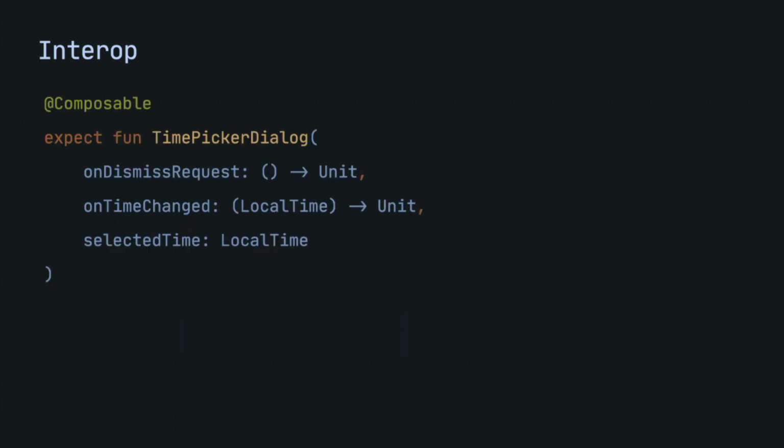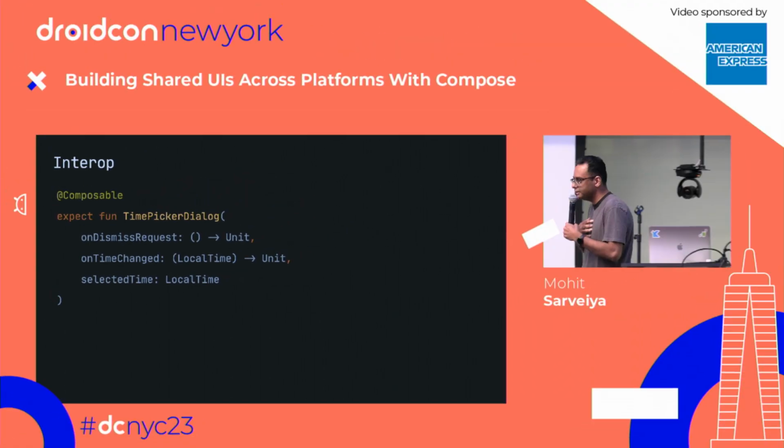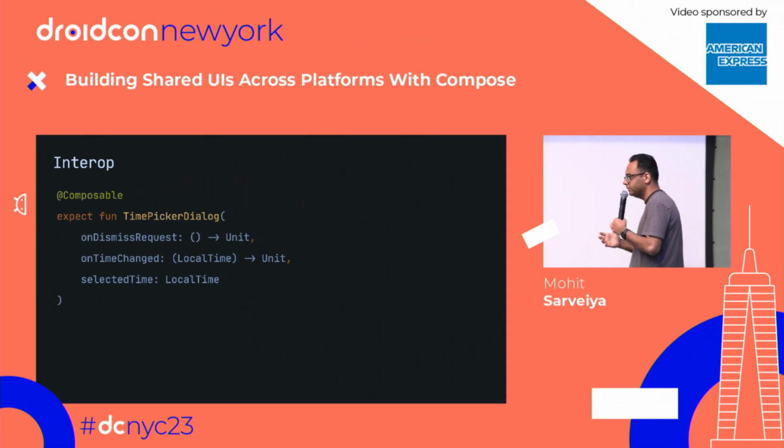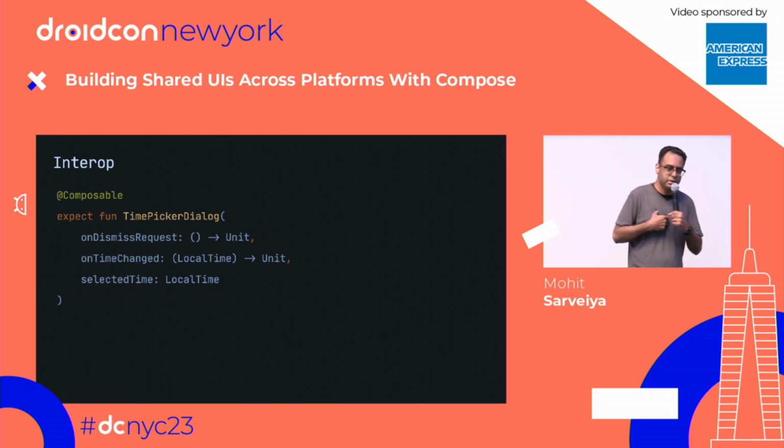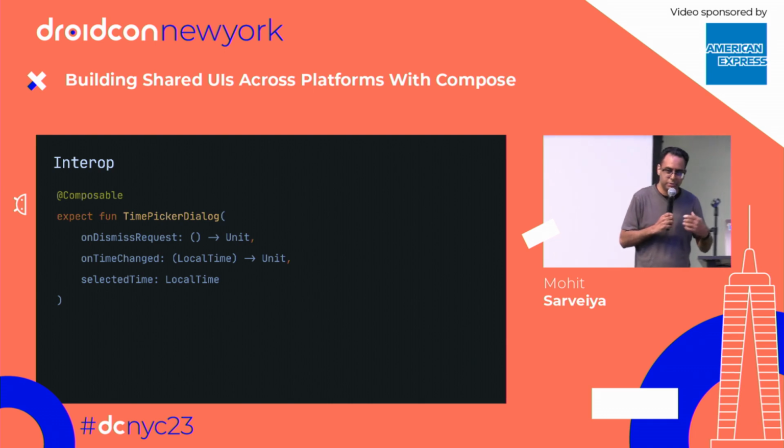So here's an example where I'm going to provide a custom time picker dialog that looks different for Android and iOS. In the Android version, I'm going to use the Material theme version. In the iOS version, I'm going to use a UIKit version.